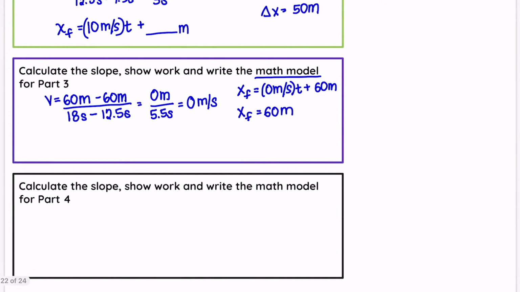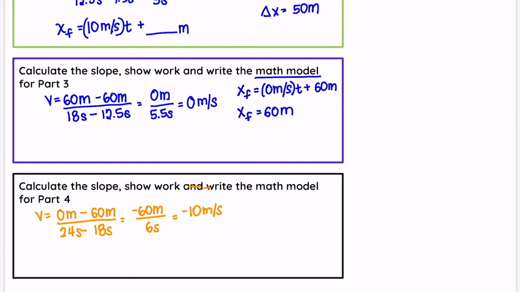All right, next the slope for part 4. And it's going to be same thing, calculate the velocity, and we have 0 meters, its final position, and 60 meters is the initial position for when it started for this segment. 24 seconds minus 18 seconds is going to give us negative 60 meters over 6 seconds is going to be negative 10 meters per second.